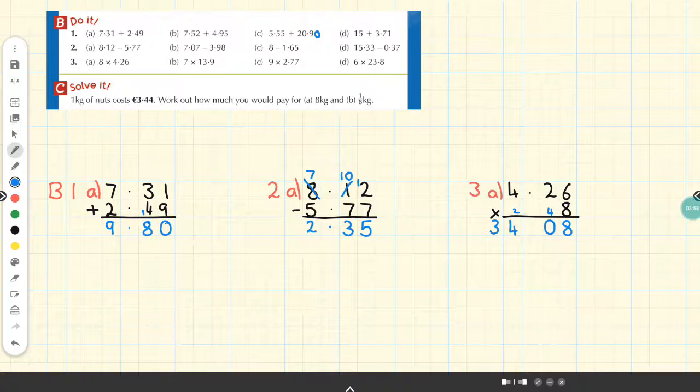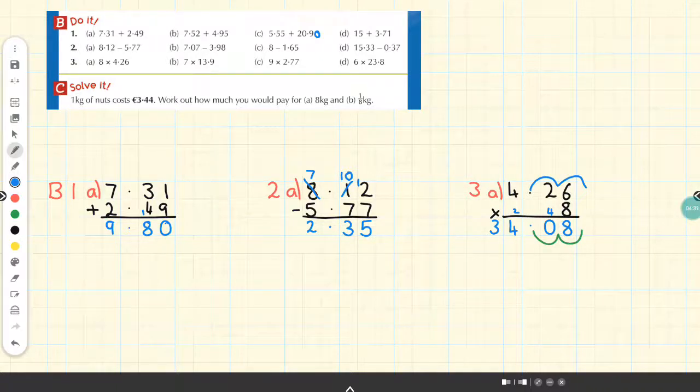So to see where we put our decimal point, let's take our decimal point out, where the number will look 1, 2 spaces, so it needs to go in then 1, 2 spaces. So 4.26 multiplied by 8 would equal 34.08. And then for C, it tells us that 1 kilogram of nuts cost 3.44.